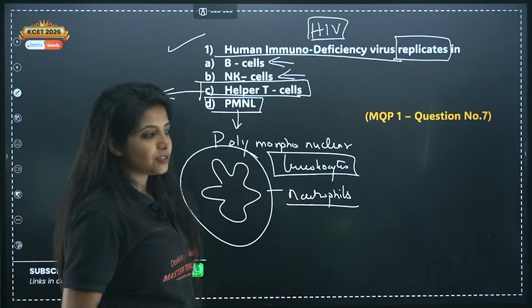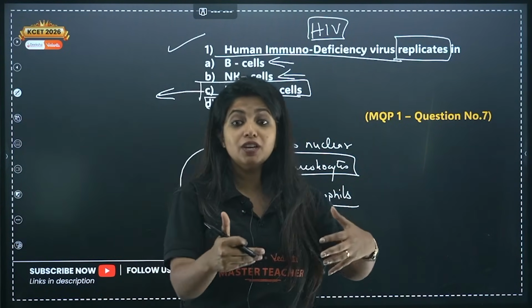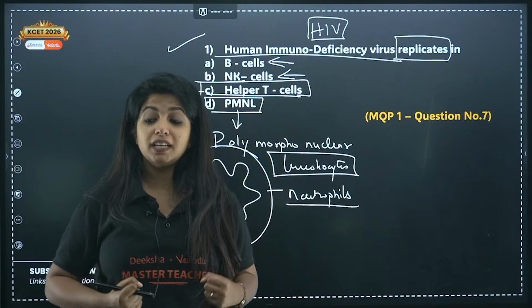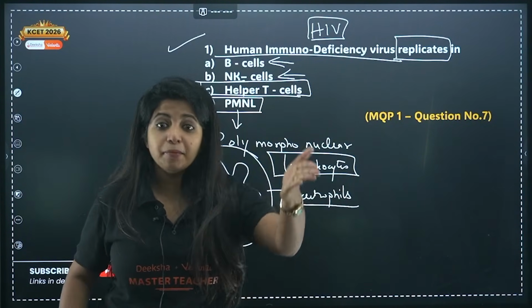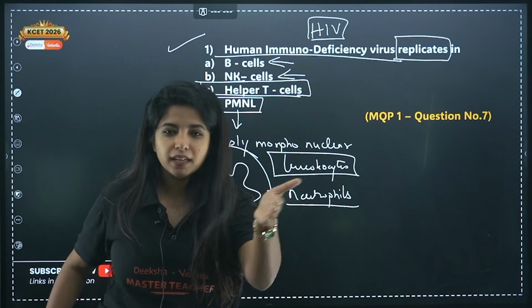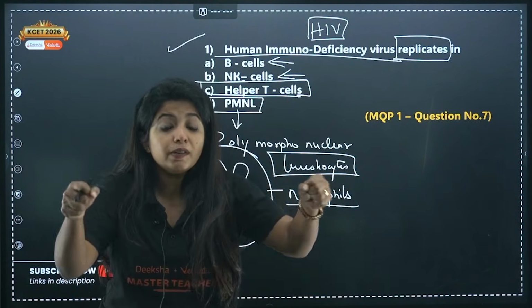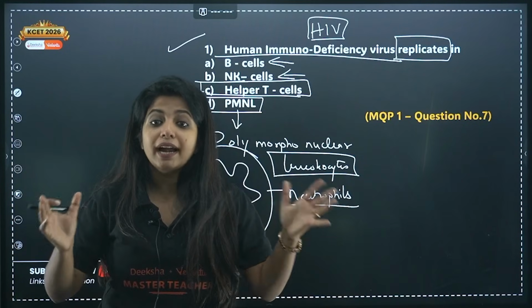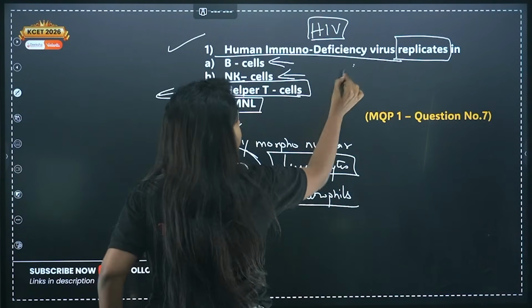Why helper T cells? Because as the name suggests, helper T cells help the other cells to become active, to basically increase the immunity. Now suppose I damage the mediator itself. Do you think the person who is helping will be there? No. Do you think immunity will still be strong? No. So that is why the HIV virus targets, my dear children, helper T cells.